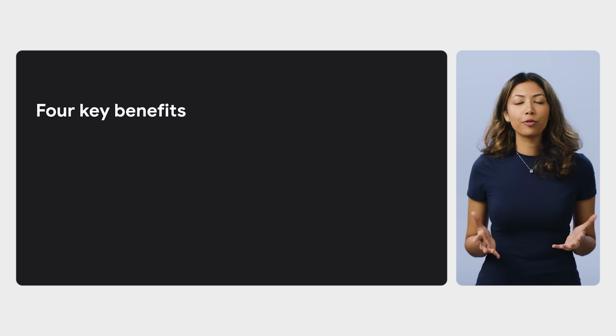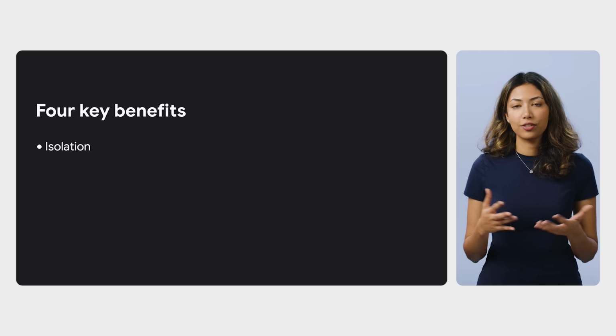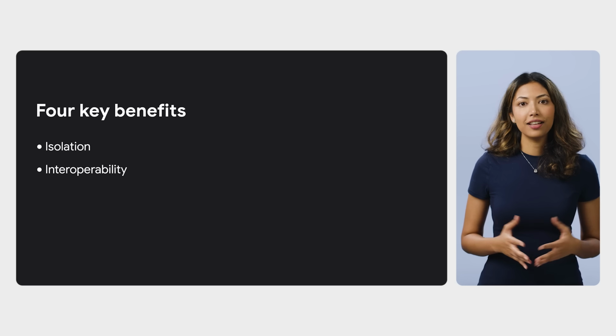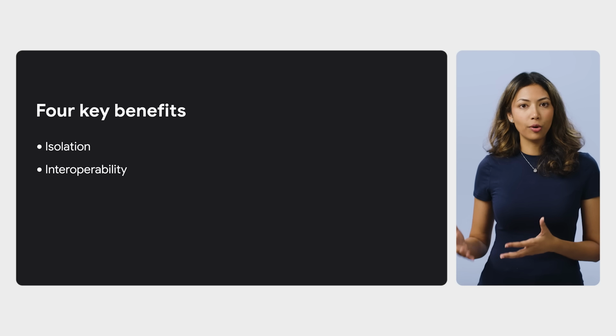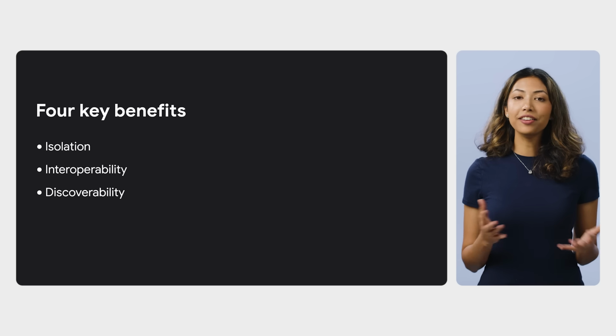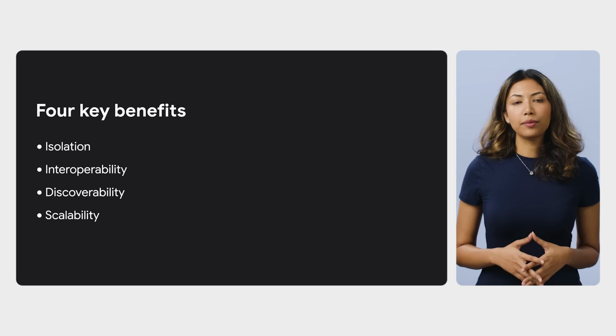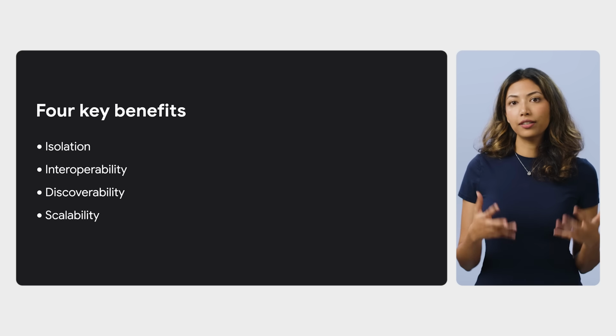So why is this so powerful? First off, isolation. If a tool crashes, your agent doesn't go down with it. Secondly, it's interoperable. You could write tools in Python, Go, or Node, and the agent doesn't care. Third, it's discoverable. Tools describe themselves in schemas, so agents can figure out at runtime how to use them. And finally, it's scalable. You can add more tools, swap them out, or version them without rewriting your entire agent code.